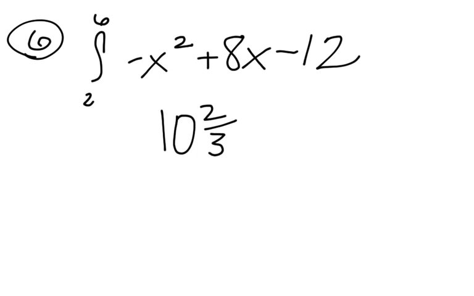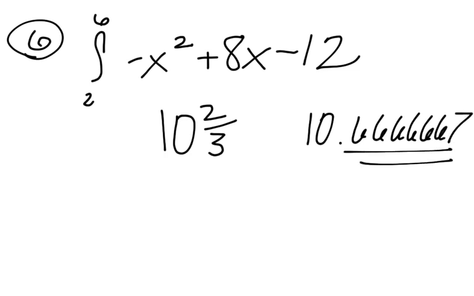Now, you might have seen this appear on your calculator as 10 point, and then a whole bunch of 6s and a 7. It's your job to know that that decimal does equate to 2/3. Or you could hit math, frac, I guess. Math, enter, enter, if you wanted it to convert it, but I think that would make it an improper fraction, which would be 32/3. At any rate, 10 2/3 is the answer.